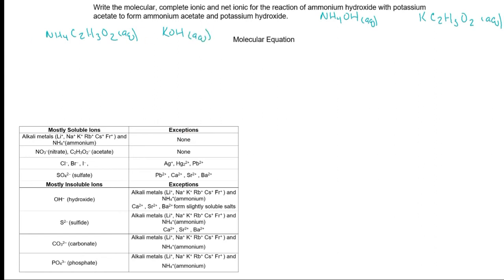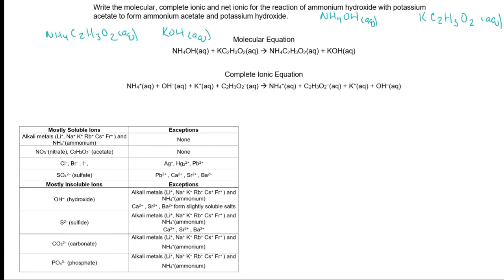Now we can write our balanced molecular equation. Here it is right here with the states. And we're ready to go to our complete ionic equation. So every salt that is soluble, or has an (aq) next to it, we are going to break apart into its cation and anion. So ammonium hydroxide becomes ammonium and hydroxide.